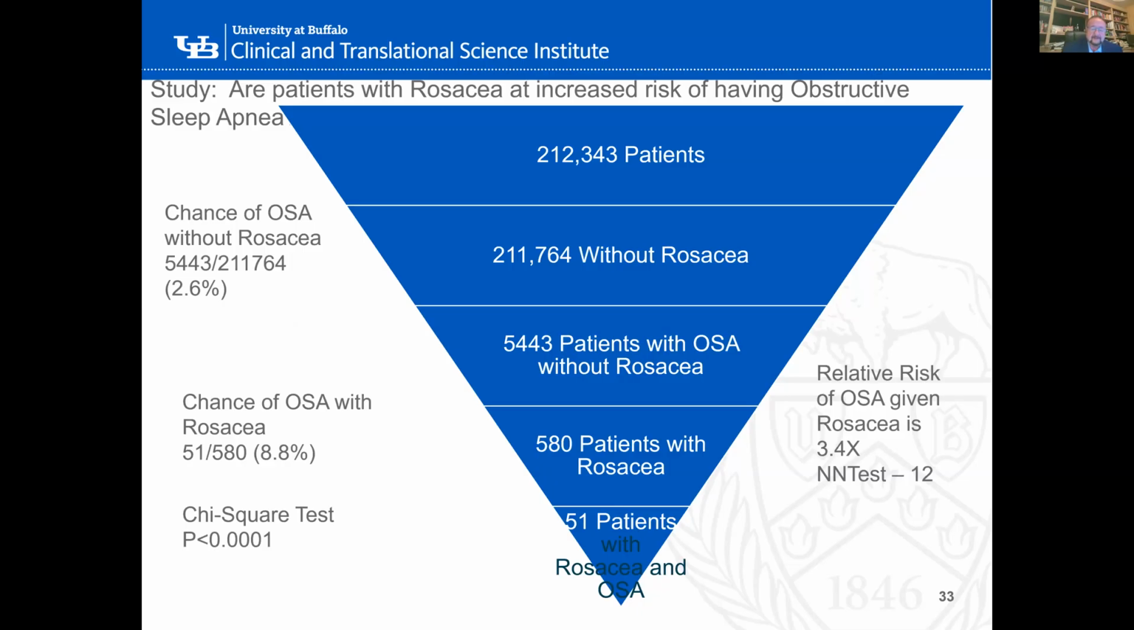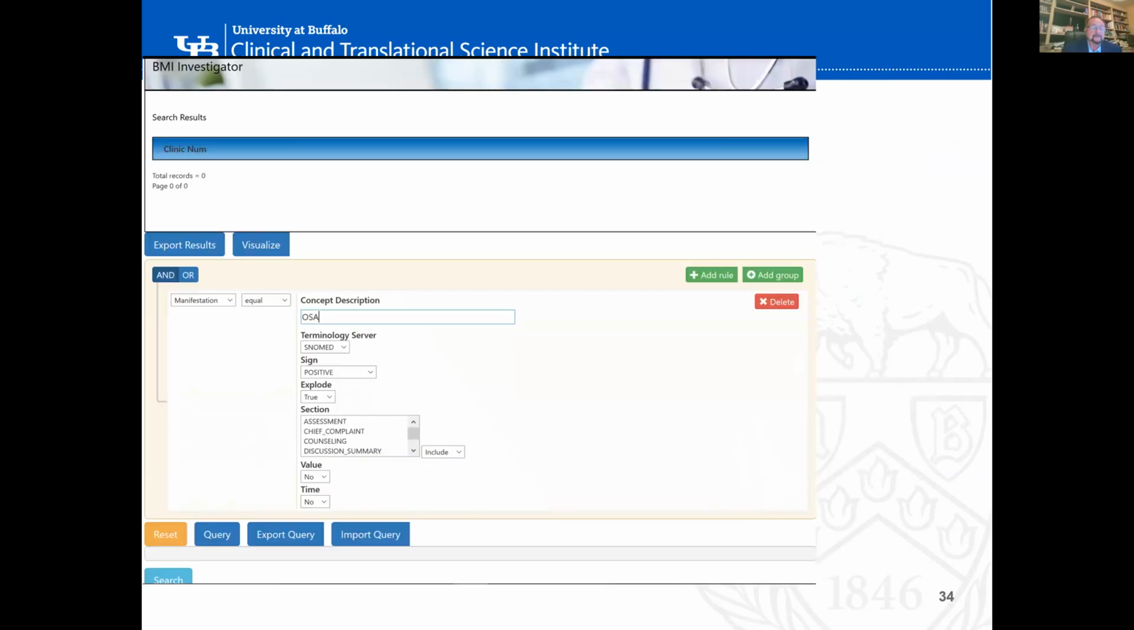And more importantly, the relative risk of obstructive sleep apnea was 3.4 times with the rosacea. And the number needed to test was only 12. So what that means is that everybody with rosacea should be asked the screening questions for obstructive sleep apnea. And we published that, made a difference in medical care. And we did it in 5 minutes. So it's kind of a neat thing to be able to do.